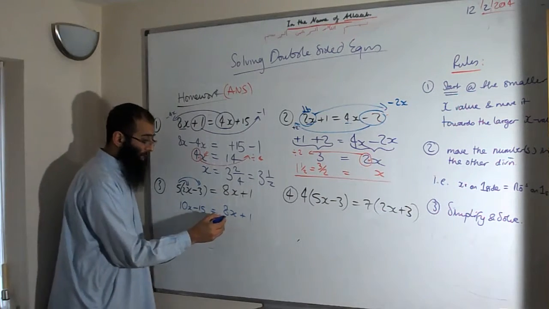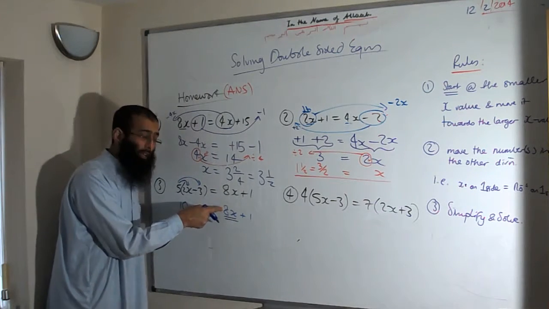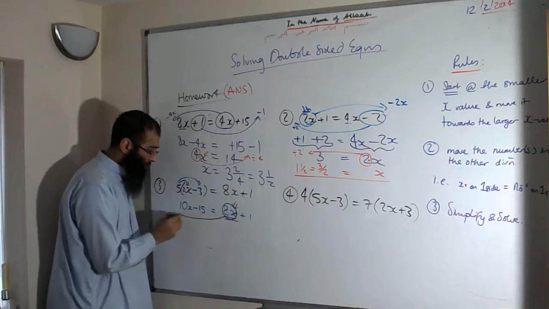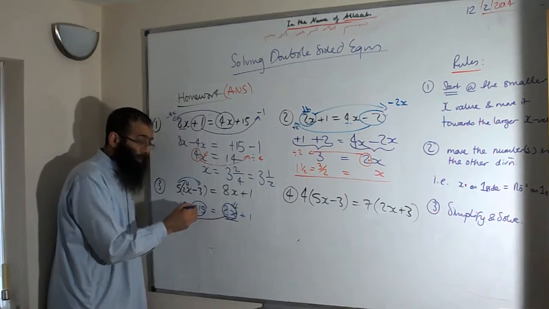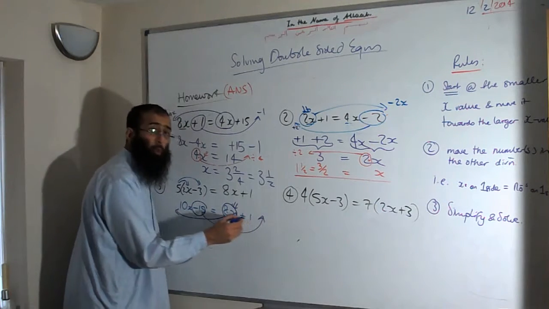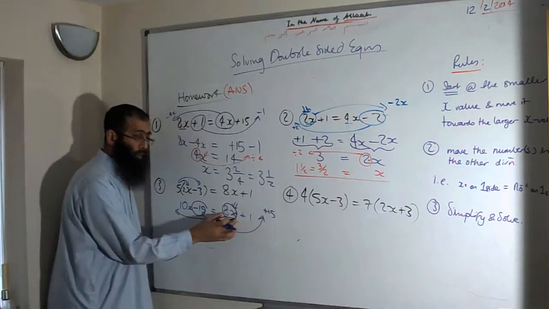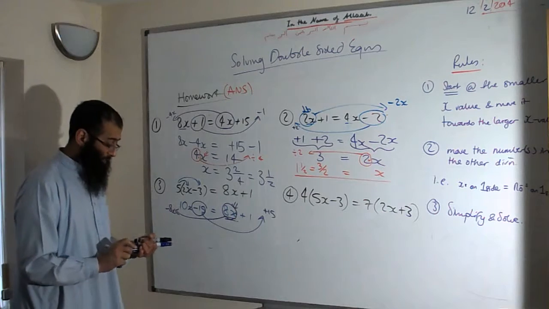So we look at the side with the smaller x value. We have an 8x and a 10x. 8x is smaller. Start on this side, start over here, and move that towards the larger one. As you move the x to the left, you must move the numbers on the left to the right. Swap them over. What's minus 15 becomes? What's plus 8x becomes? Change side, change sign.